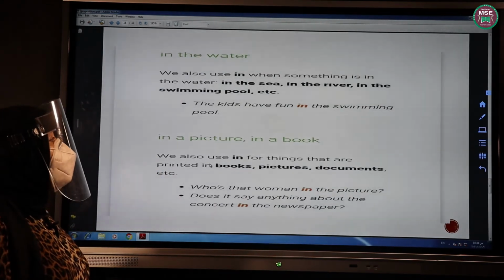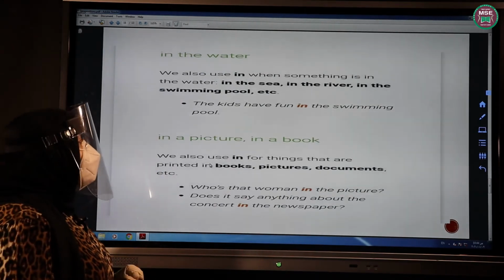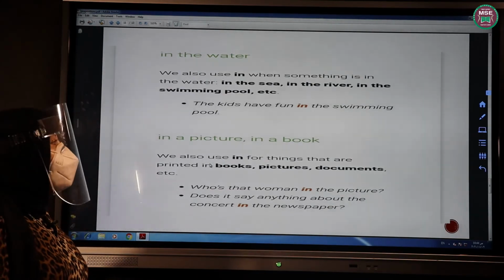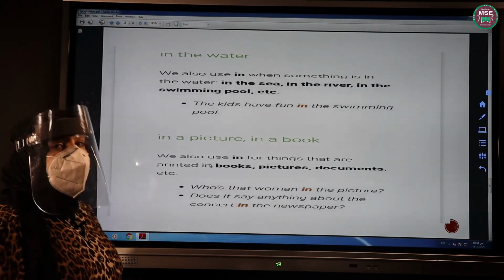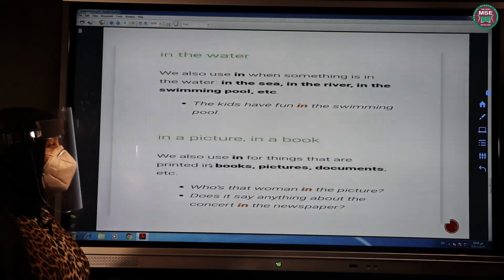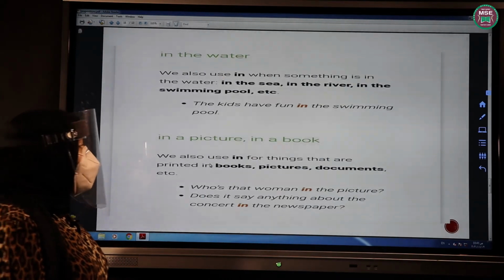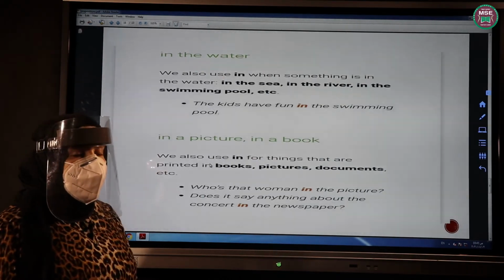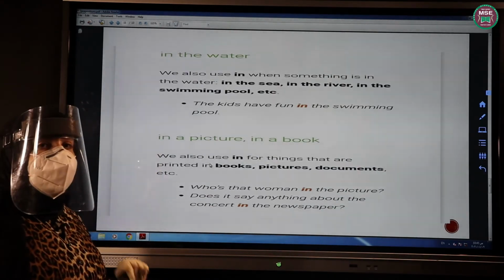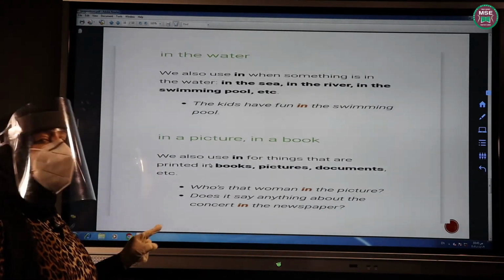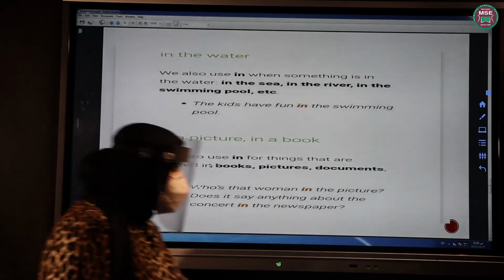In a picture or in a book. So anything that is printed material, like books, pictures, documents, newspapers. Who's that woman in the picture? Does it say anything about the concert in the newspaper? So the newspaper here, it's media, but it's a printed material, so that's why I used in.